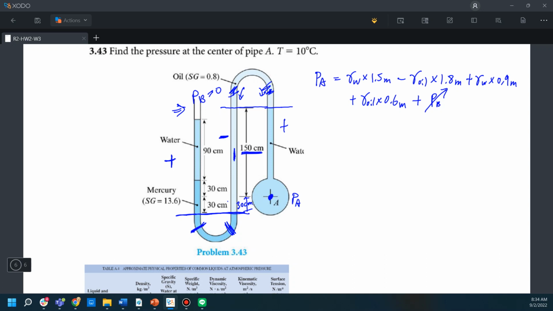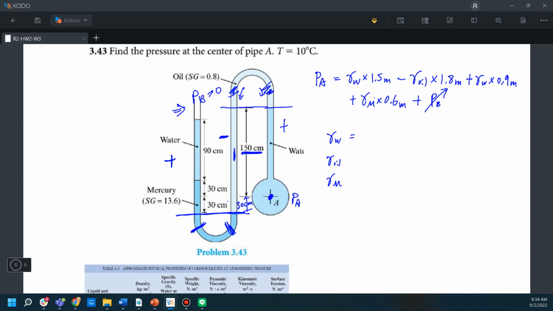Then we want to calculate the specific weight for water, oil, and the mercury. Oh, okay, so this part is actually wrong. It's not oil, it's mercury.